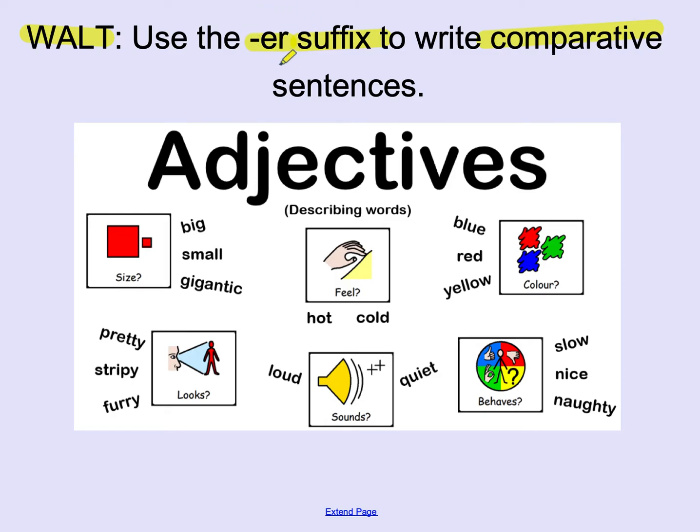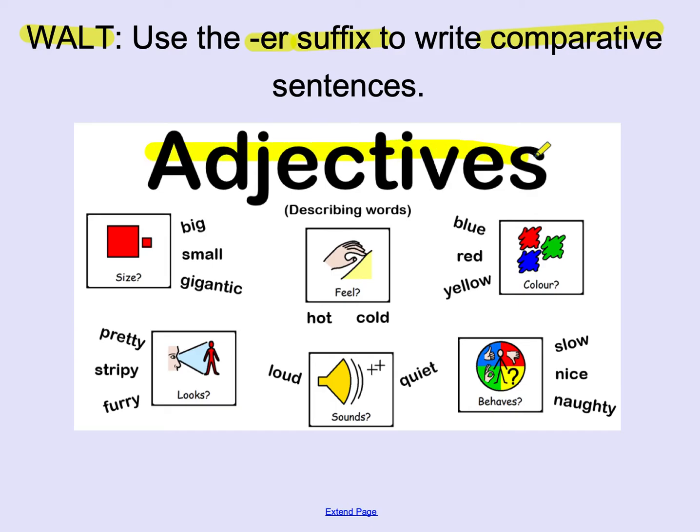And today's suffix is the suffix -er. And we are going to be attaching it to adjectives. So for example, big, bigger, or small, smaller. And we're going to be using those adjectives to write comparative sentences. Say it with me, comparative sentences. Excellent! So we will be comparing two things, saying, for example, one thing is bigger or smaller than the other thing.